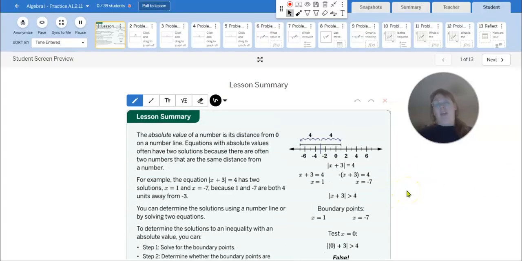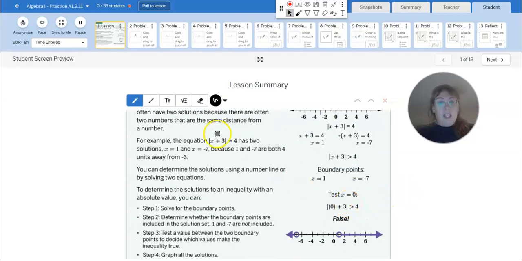We're talking about absolute value, and the absolute value of a number is its distance from 0 on a number line. Equations with absolute values will have two solutions because there's often going to be two numbers that are a certain distance from 0 or from a number. For example, the equation the absolute value of x plus 3 equals 4 has two solutions because x equals 1 and x equals -7 both have an absolute value of 4, right? If we plug it in for x.